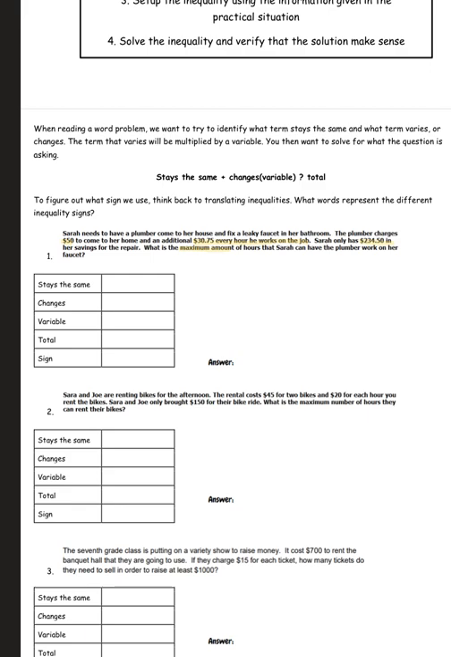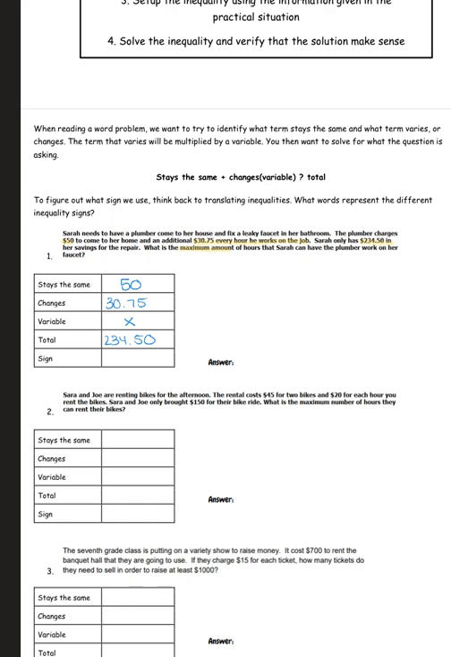So looking here, what is going to stay the same? We know that the plumber charges a flat rate of $50 just to come. So we know that the $50 is going to stay the same. That is his flat rate. What is going to change? Well, what changes is the $30.75 depending on how many hours he stays there. All right. So what variable do we want to use? How about we just use X? We know that she has a maximum amount of $234.50 in her savings account.